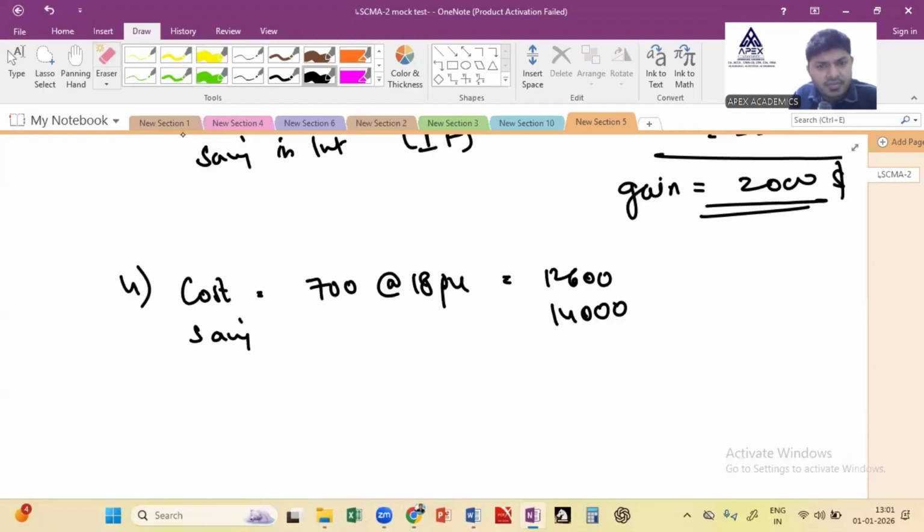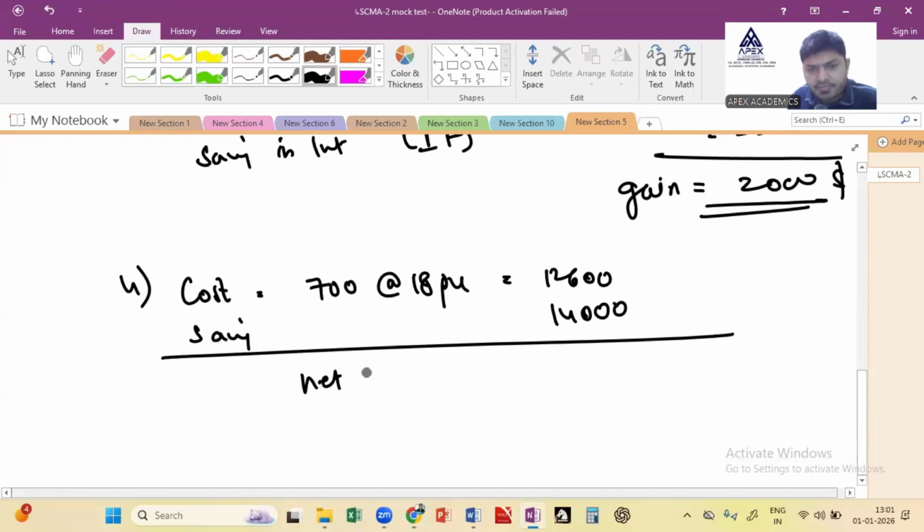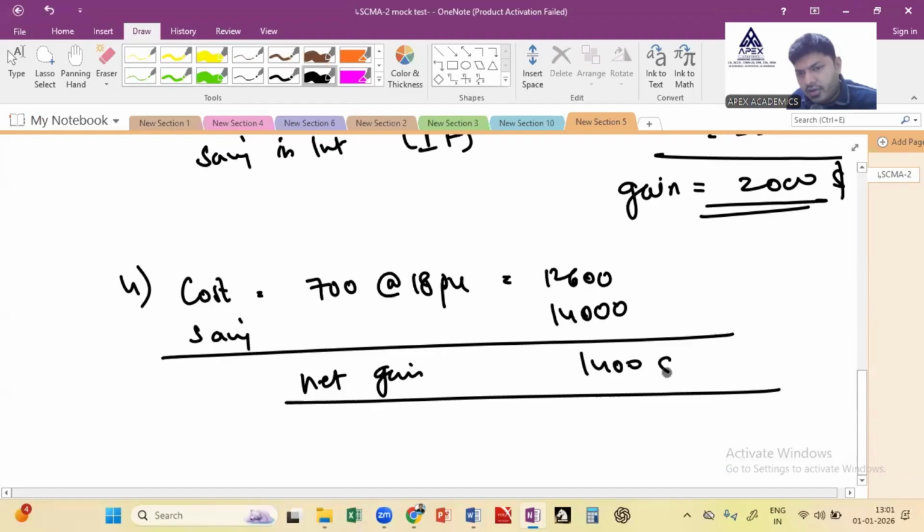One second, guys. Is this 700? Just a second. 700 multiplied by 18. Yeah, it's 12,600. And saving is straight away given to you as 14,000. So what is the net gain over here? The net gain that you are going to enjoy over here is $1,400.